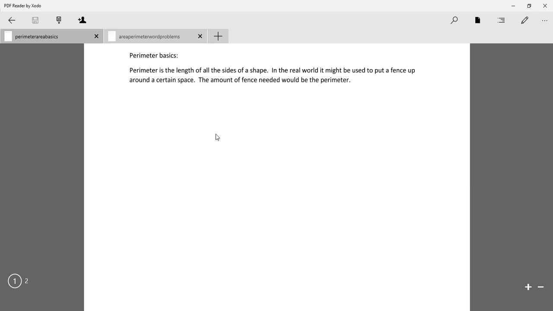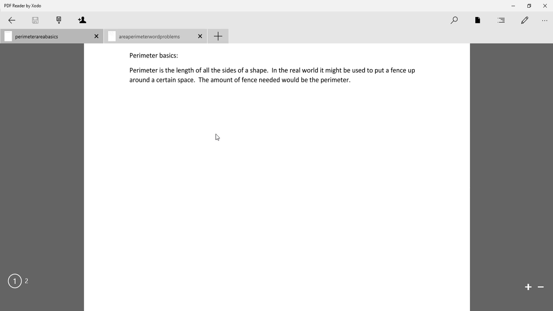So, basically it's the length of the outside of some sort of shape. Like in the real world, if I were to talk about the perimeter of a house, you would basically draw a line around the bottom of the house, right? And then you could add up all of the length of all of the different sides and things.